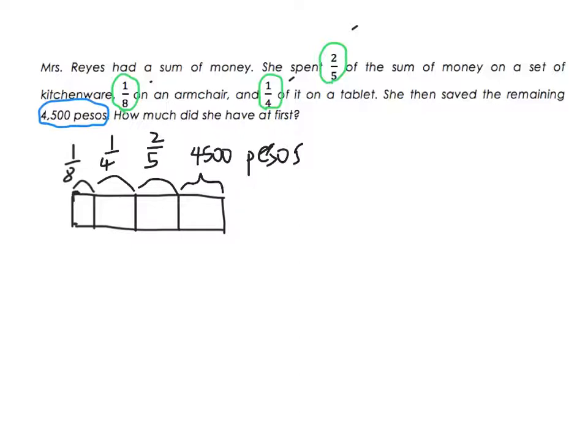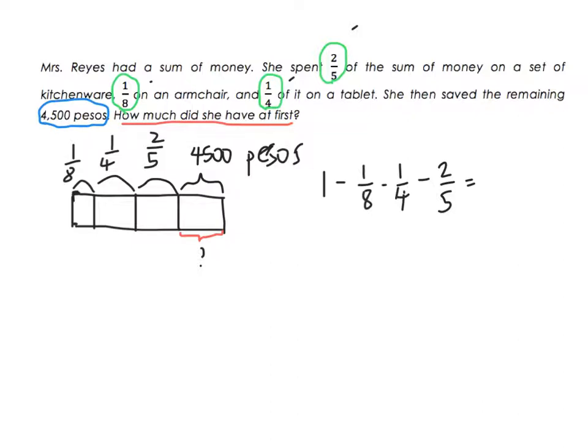We are asked, how much did she have at first? So that means you want to know, what is this in fraction form? And since this is one whole, we can already solve for the fraction first and foremost. So we can have 1 minus 1/8 minus 1/4 minus 2/5. That will give us the fraction that represents 4,500 pesos. That's not our answer, but that's one way of making sense of all the parts.